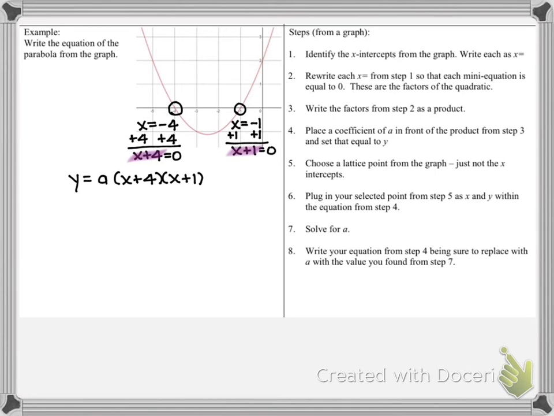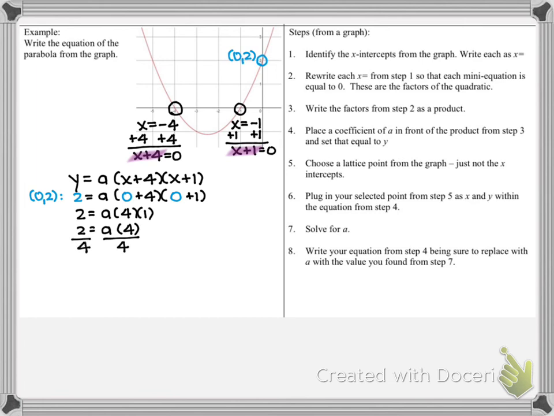It looks like we have a choice here at 0, 2. So I'm going to use 0, 2 as the point. So everywhere you see a y, you plug in a 2. Everywhere you see an x, you plug in a 0. Everything else comes down. Simplify what's inside the parentheses, multiply the two parentheses, and then divide to solve for a. Looks like a is equal to a half.